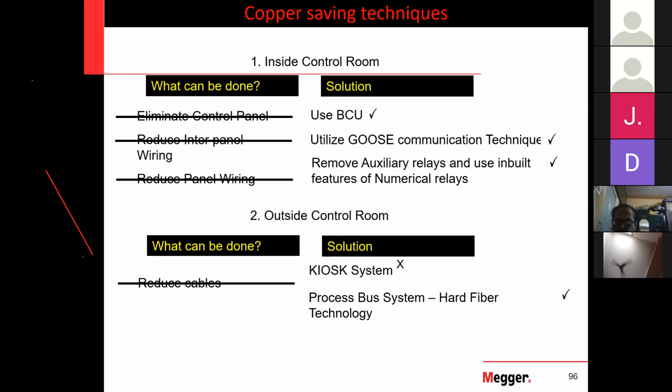So when it comes to a substation, I will just talk in terms of power system protection. One control panel would be in the range of 50,000 to 80,000 rupees, whereas one BCU would cost around 3 to 4 lakh rupees. That means BCU is very expensive. So if I replace 50 control panels with 50 BCUs, my cost is going to be very high. However, you cannot compare apple to apple.